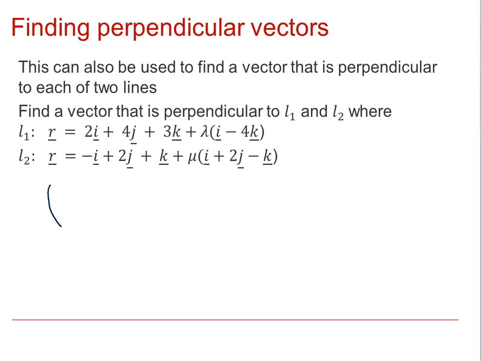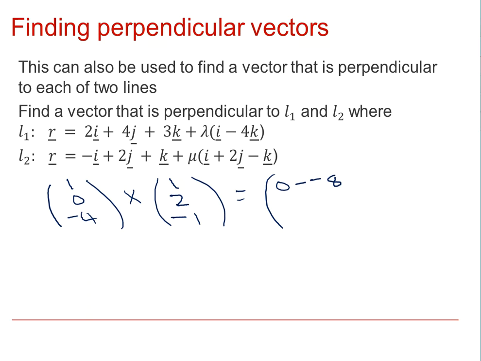So the direction vectors are (1, 0, -4), and we're looking for that cross product with (1, 2, -1), the direction vector of the second line. And this gives us 0 minus -8, -4 minus -1, and 2 minus 0 using the formula, or you could be checking this on your calculators as I'm doing this, giving us (8, -3, 2) as a vector which is perpendicular to both lines.